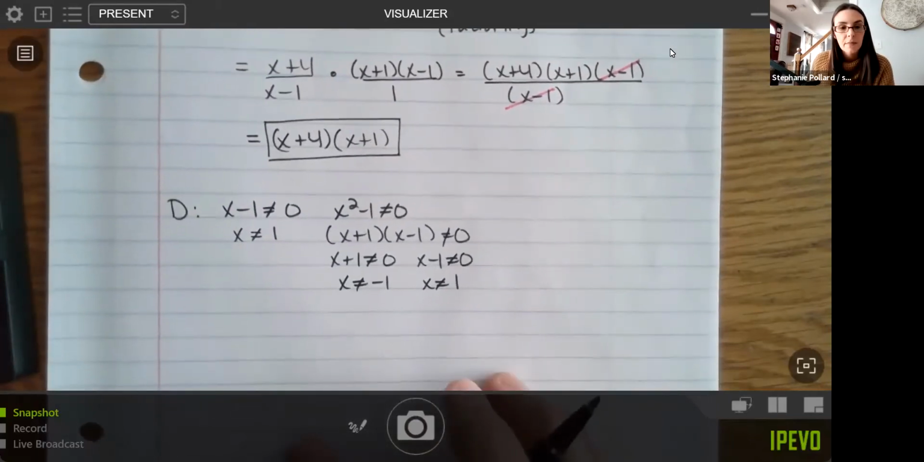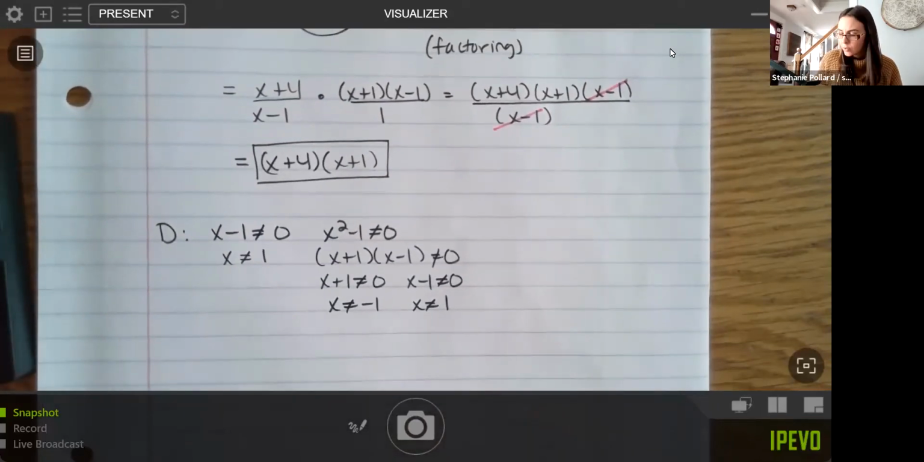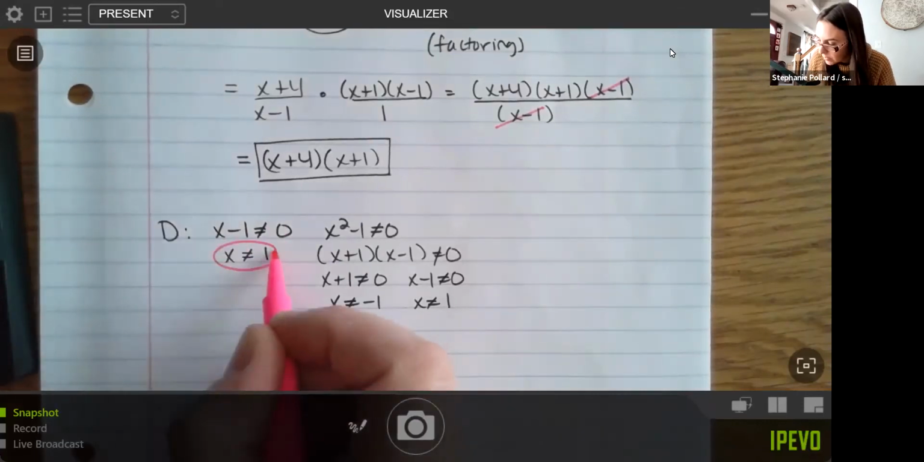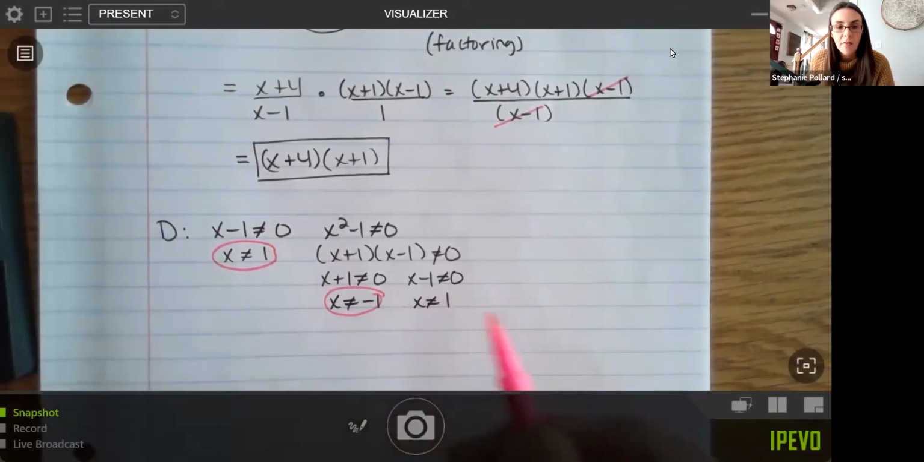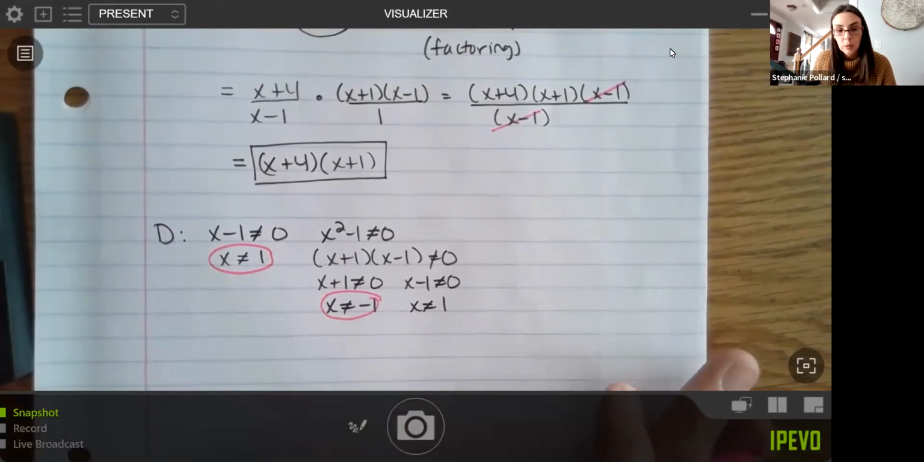Oops, sorry about that, guys. So I actually only have 2 unique values here. I have a +1 and then a -1, right? This one we already have. So I have 2 values I have to exclude.